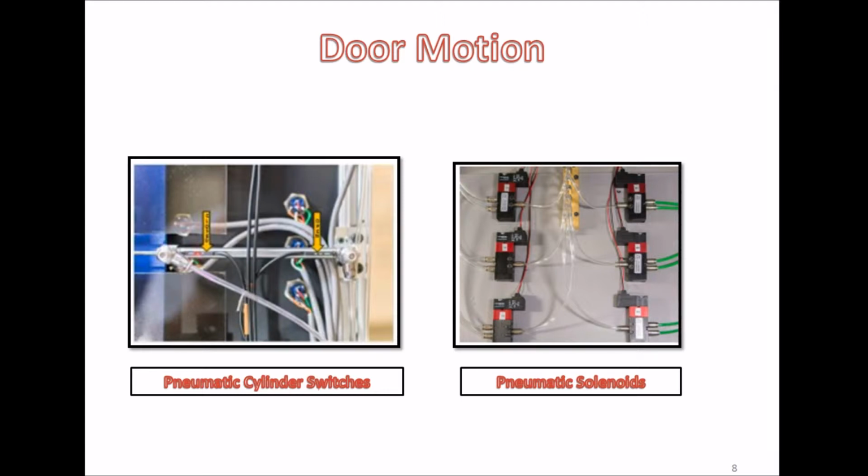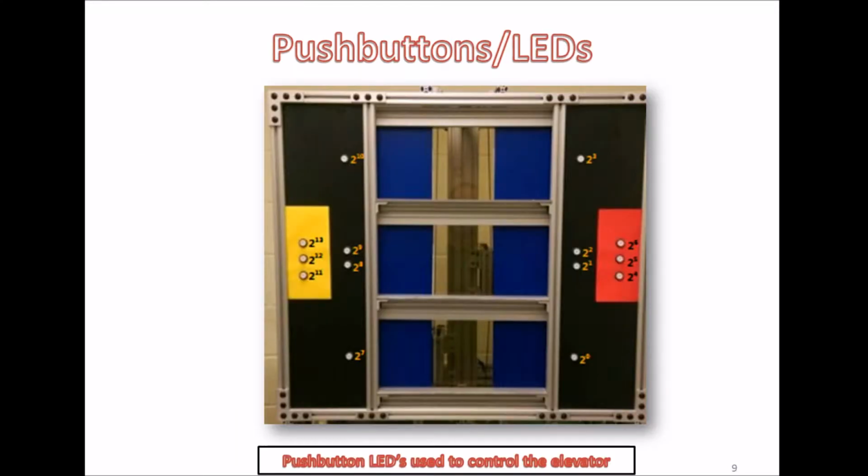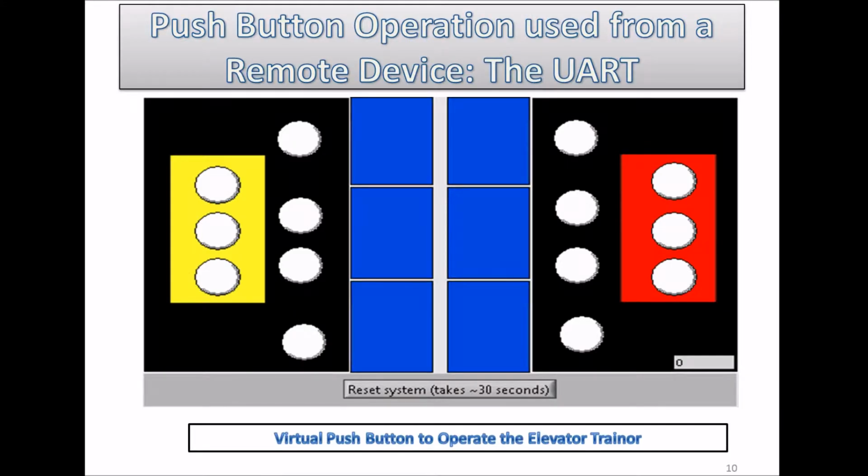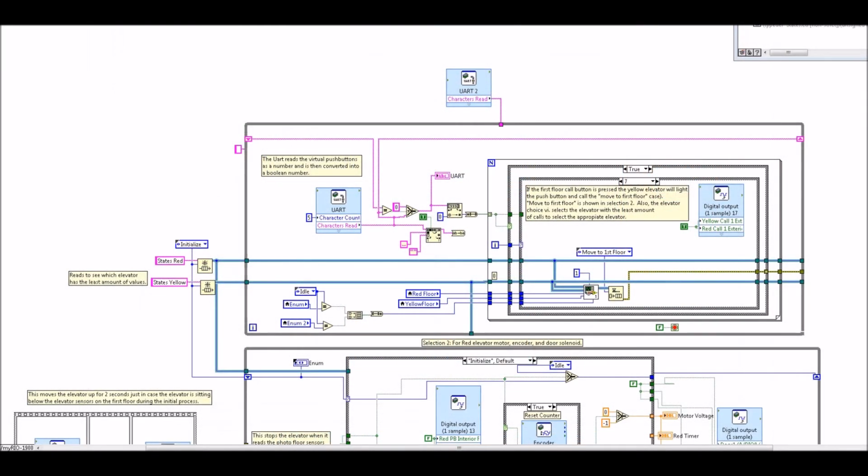The pneumatic solenoids are shown right here. Two solenoids are used for each door, one to open, one to close. There are 14 push buttons for the elevator, and as you see the blue doors, the UART is used to control the elevator. Since we weren't there in class to operate the elevator, we used this UART. Each button had a set value. This is my elevator program used to operate the elevator trainer. UARTs are used to read the push buttons.